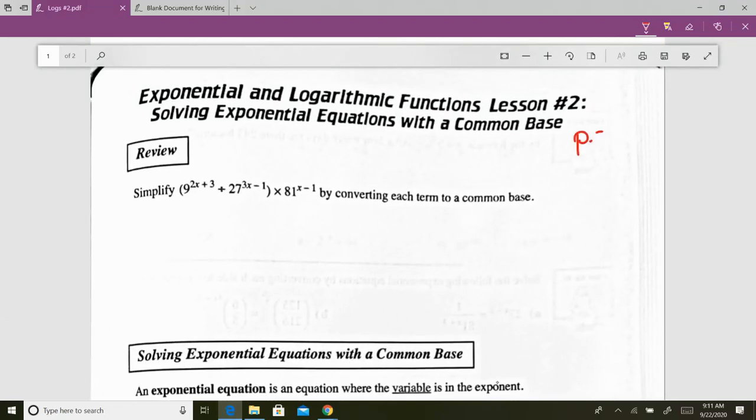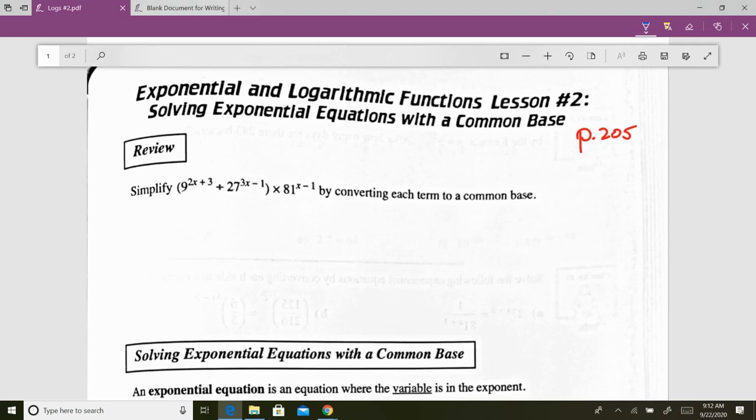So, we can do a quick review of yesterday. We have this expression: 9 to the power of 2x plus 3, divided by 27 to the power of 3x minus 1, times 81 to the power of x minus 1. We're going to combine this all together.